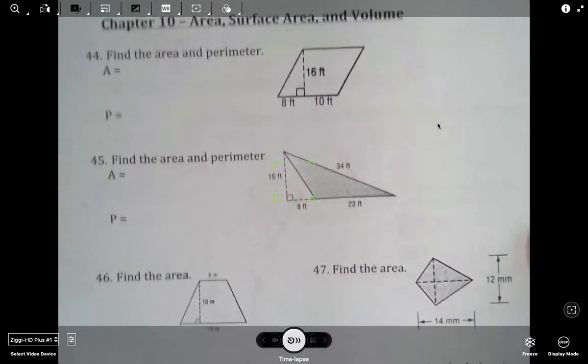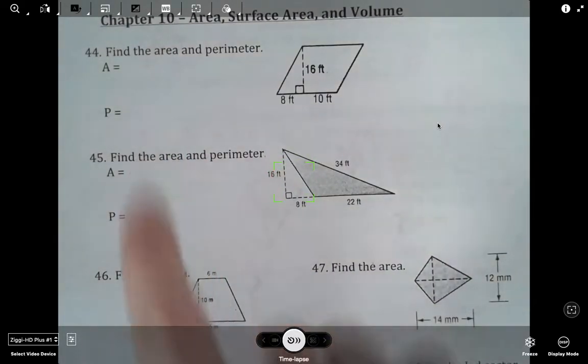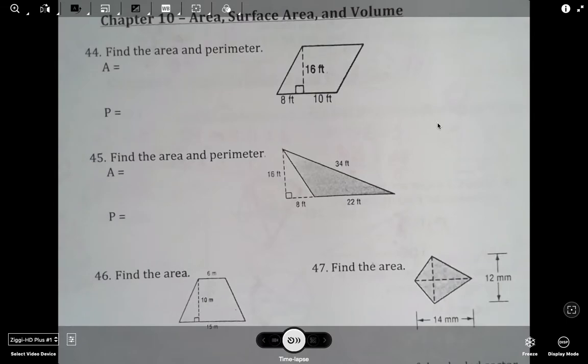And this is it. On the test, I will only ask you for either area or perimeter. I will not ask you for both, but you don't know which one I'm going to ask, so we're going to do both of them on each problem. So it's kind of like double the problems, but whatever. So 44, find the area and perimeter of that figure.